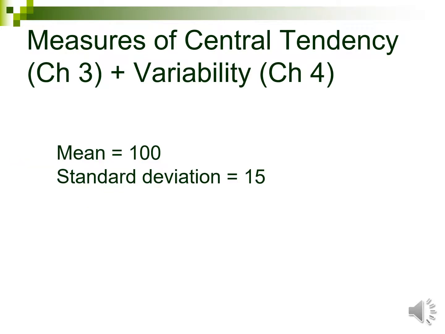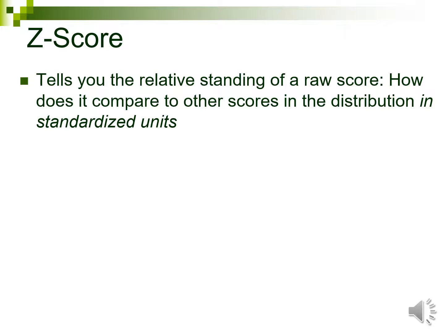What we saw in chapters 3 and 4 is how we could summarize a set of scores with two values: a measure of central tendency of the middle or average value in the distribution, in this case the mean, and a measure of variability showing how spread out the scores in the distribution are. So what we're going to talk about today is how we can describe individual raw scores in a data set. And we're going to do that by looking at z-scores.